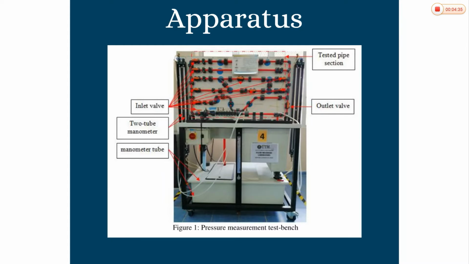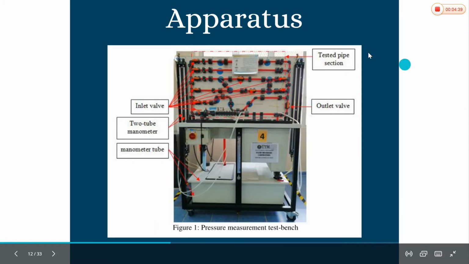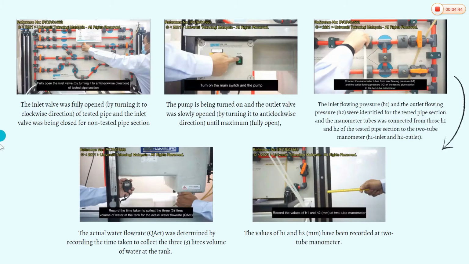For the methodology, this is the apparatus that we used to complete this experiment. For the first step, the inlet valve was fully opened by turning it clockwise for the tested pipe, and the inlet valve was closed for the non-tested pipe section. Next, the pump was turned on, and then the outlet valve was slowly opened by turning it anti-clockwise until maximum, which is fully open.